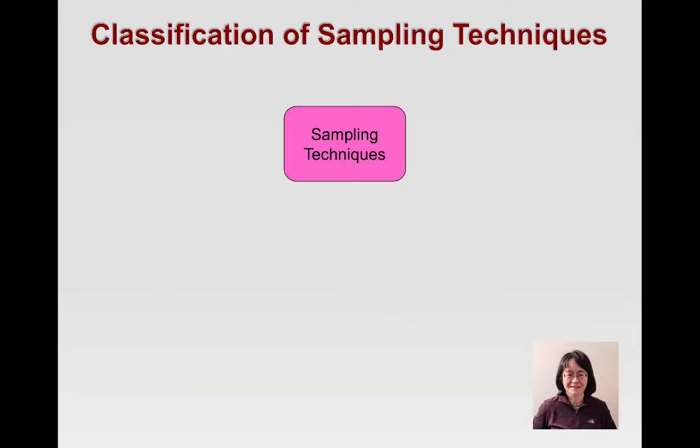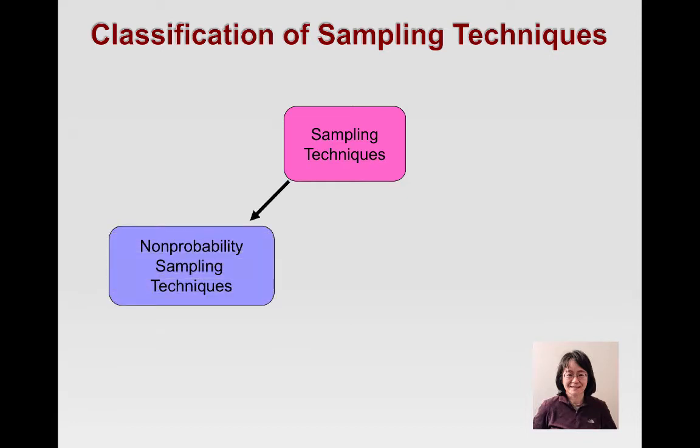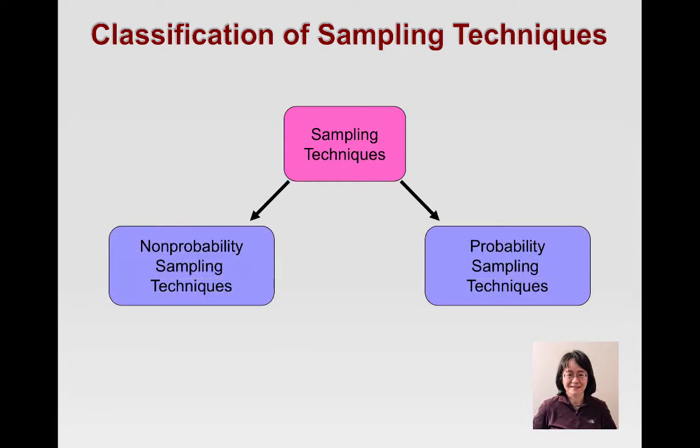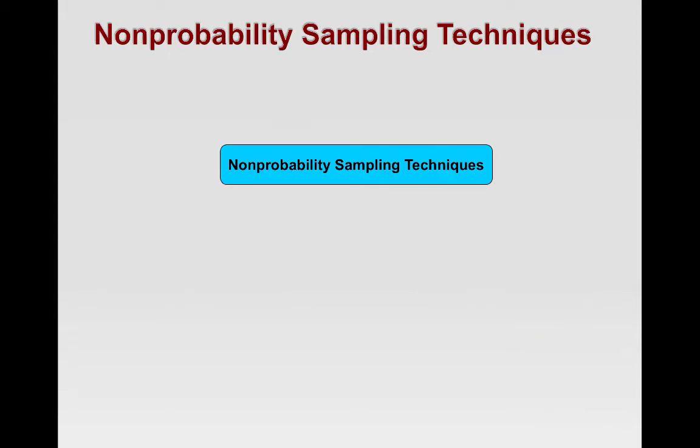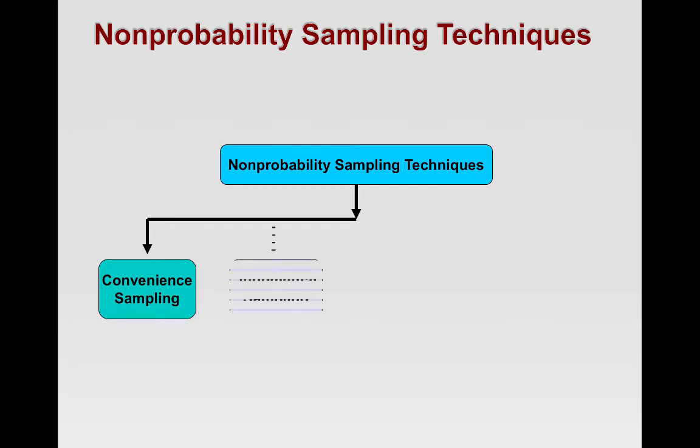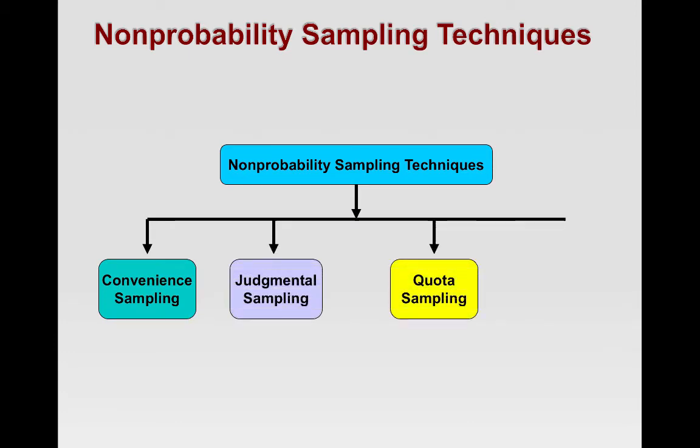Sampling techniques can be classified as non-probability and probability techniques. Non-probability sampling techniques rely on the researcher's convenience and/or judgment. Consequently, they do not permit an objective evaluation of the precision of the sample results, and the estimates cannot be projected to the larger population. The commonly used non-probability sampling techniques include convenience sampling, judgmental sampling, quota sampling, and snowball sampling.